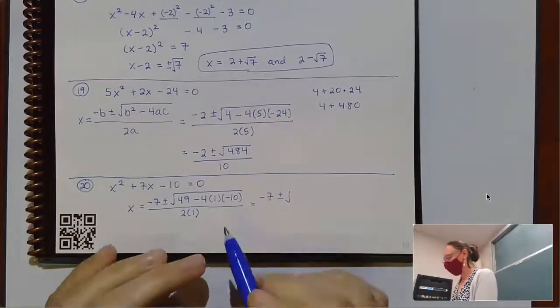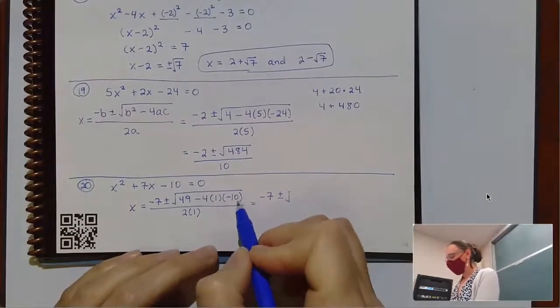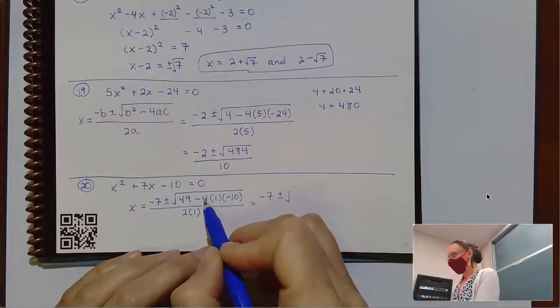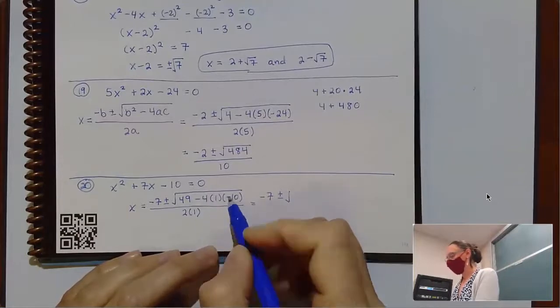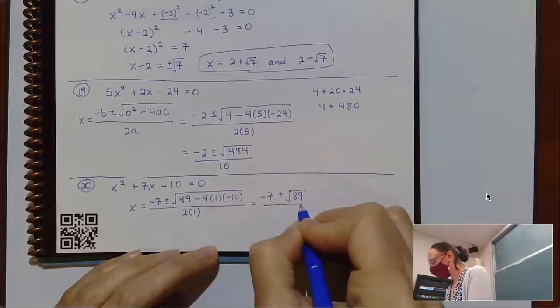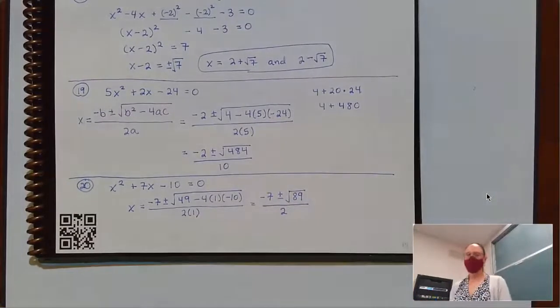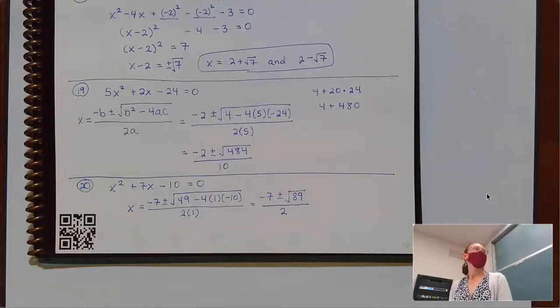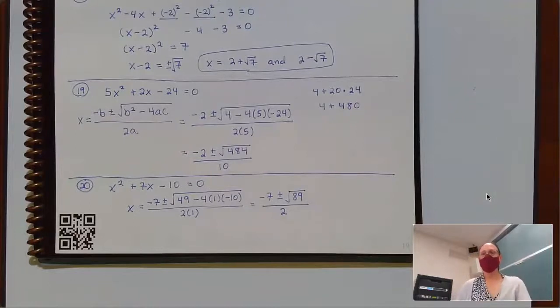This one I can do in my head. 4 times 10 is 40. A negative and a negative makes that positive. So this will be the square root of 89, all over 2. And I don't even think there's something you could do to simplify that even if you wanted to. I think that's it.